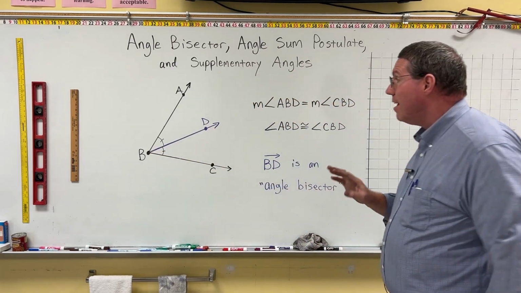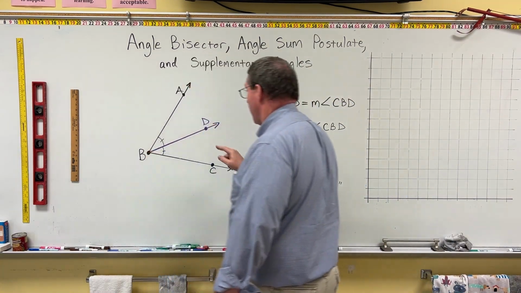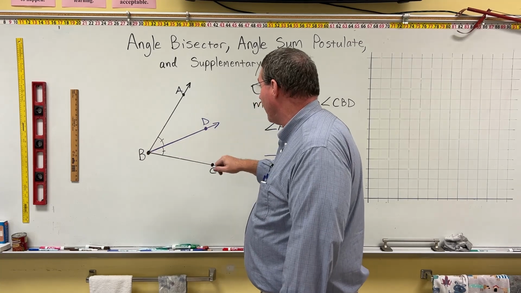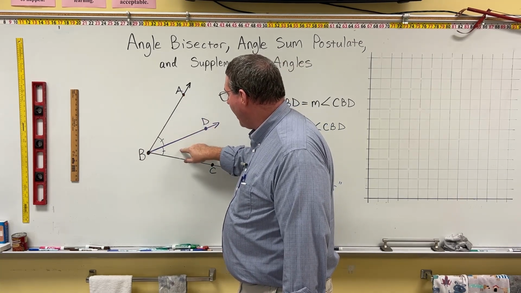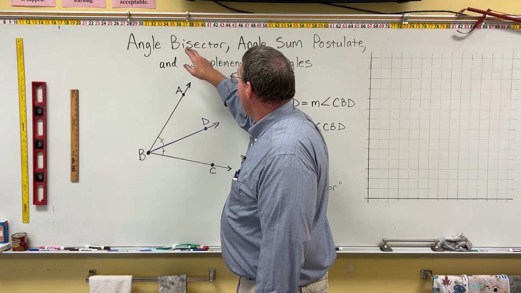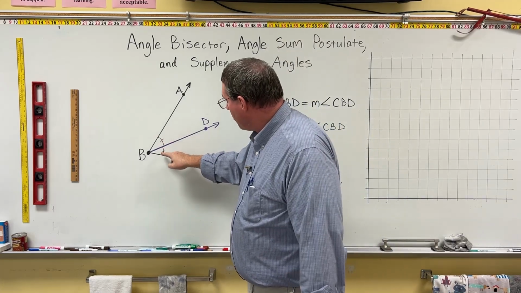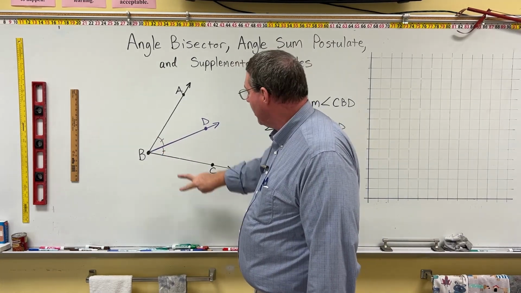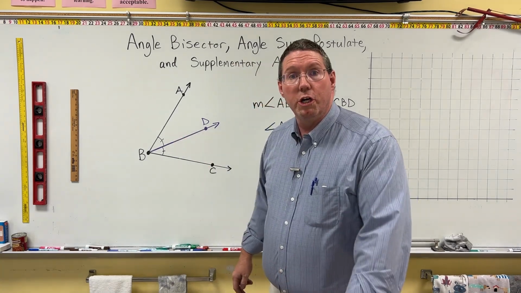Now, if ray BD cuts through the angle and causes the two smaller angles created to be equal, we call that a bisector. It is bisecting the angle. See these symbols we use here, this little curve with a single slash through it, and a curve with another single slash through it? That indicates that these two angles are congruent.